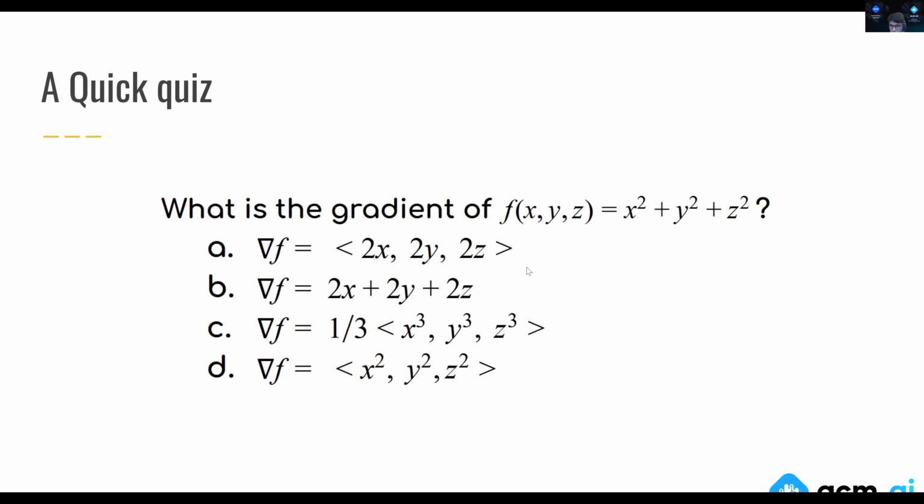Now, a small number of you chose C and D. So really quick, I'm going to explain why we got this answer. The partial with respect to x is simply keeping y and z constant and taking the derivative with respect to x of this term. The derivative of this term is just 2x. Similarly, the derivative of this term is 2y, and this term is 2z. So I hope everyone is comfortable with that.